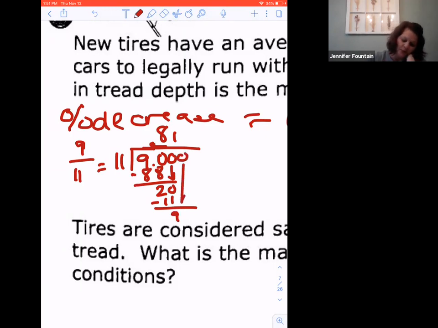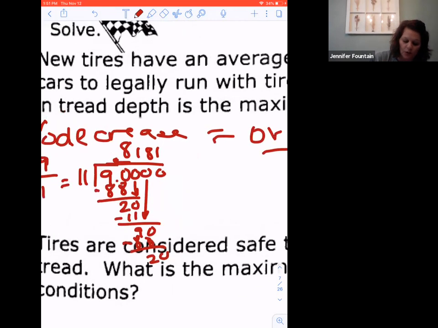Add a 0, bring it down. 11 will go into 90 8 times. I'm starting to see a pattern here. 8 times 11 is 88. That's 2. Add my 0. So we can see here I've got 0.81 repeating. Okay? So I'm going to bring this over here.